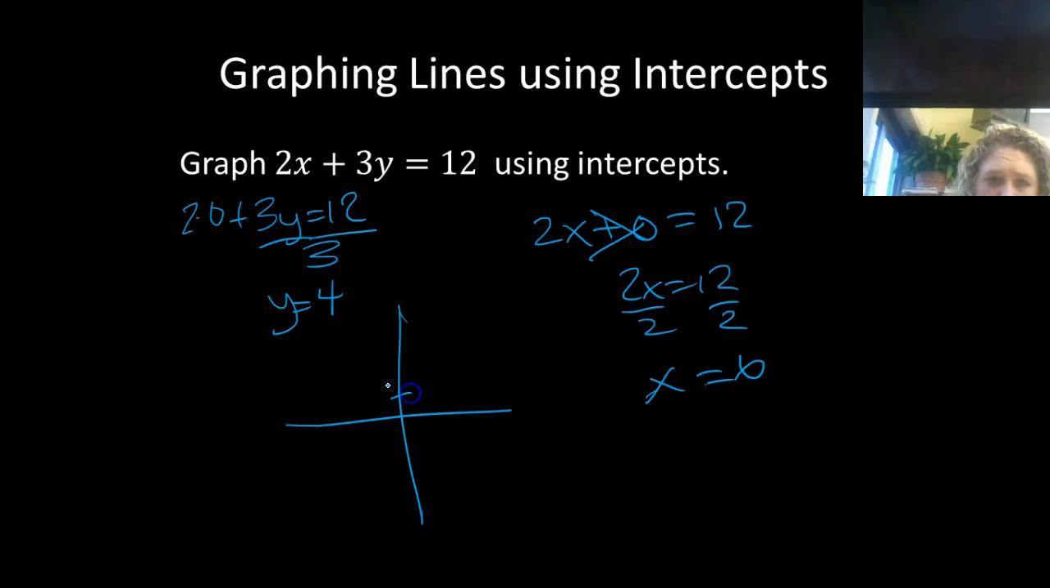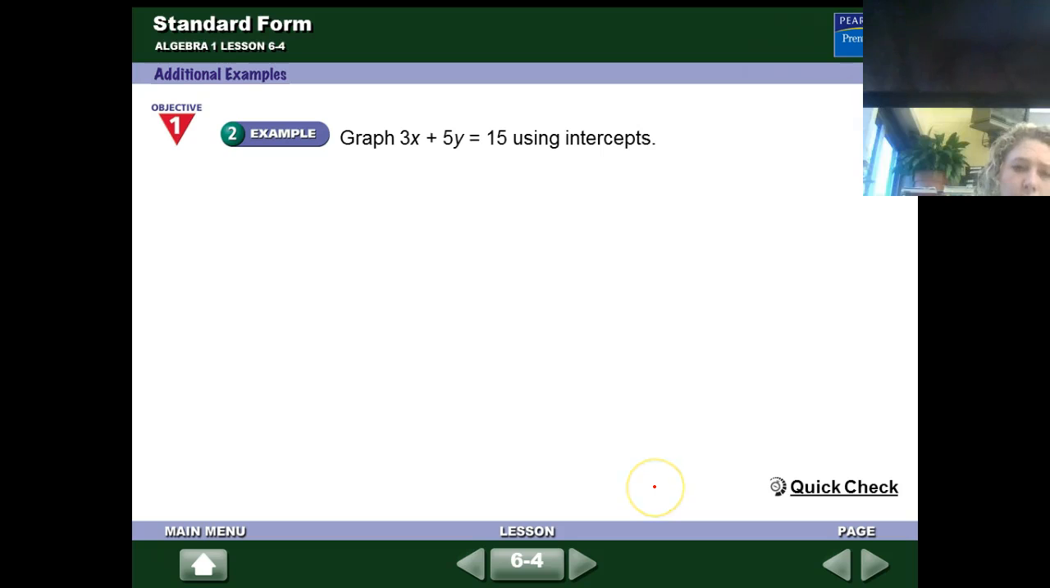So what you're going to do is you're going to take these points. Y equals 4. 1, 2, 3, 4. X equals 6. 1, 2, 3, 4, 5, 6. Plot your points, and then connect your dots. Of course, making a straight line, using a straight edge would be the best. So go ahead. I would like you to pause the video and graph 3x plus 5y equals 15 using your x and y intercepts.